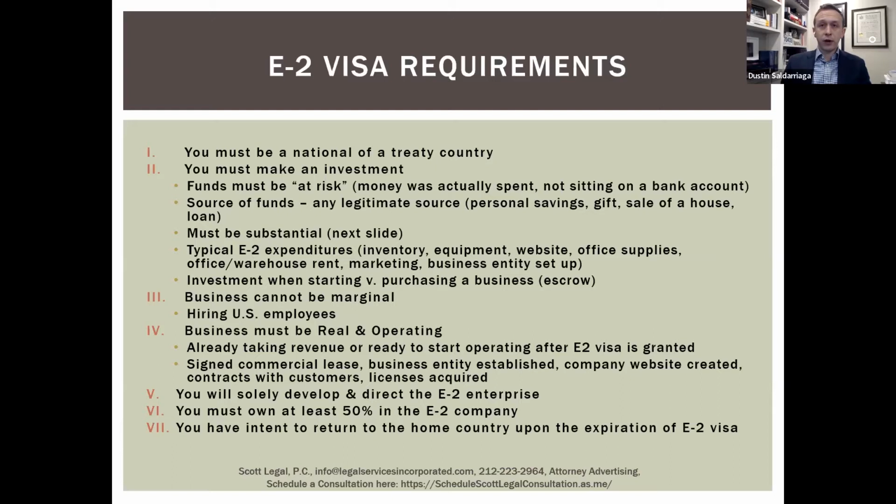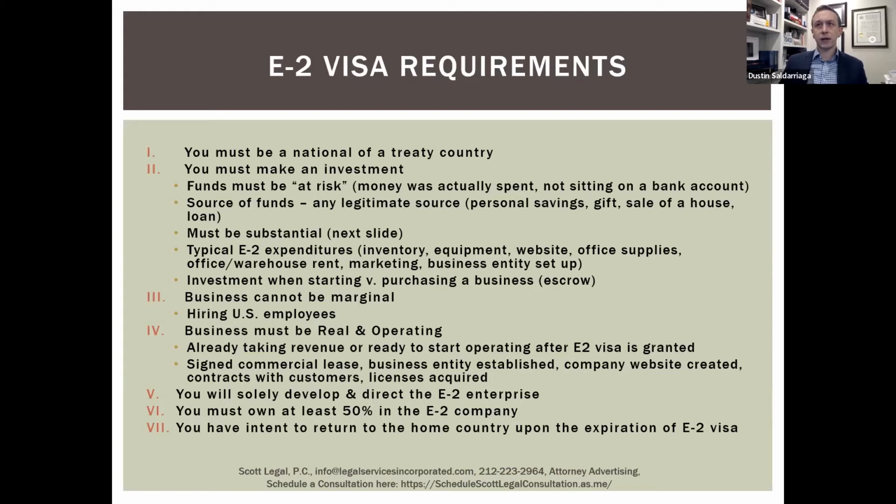A couple examples of sources of funds that are not accepted are, for example, a loan that is secured by the assets of the E-2 treaty business. The funds need to actually have been distributed to the E-2 investor. So that investor needs to have received the funds personally, paid taxes on them, and then they can invest those funds into the business. But they actually need to have personal possession of the funds that are invested into the business.